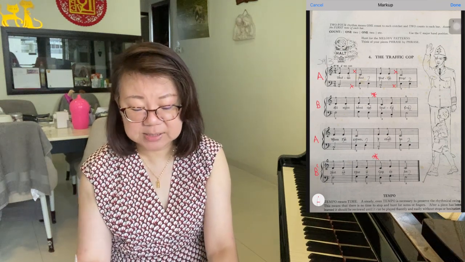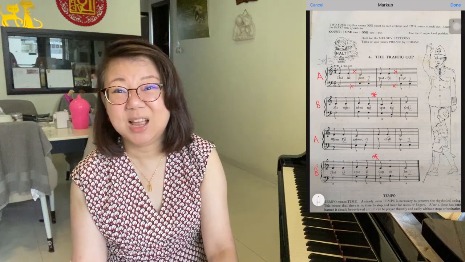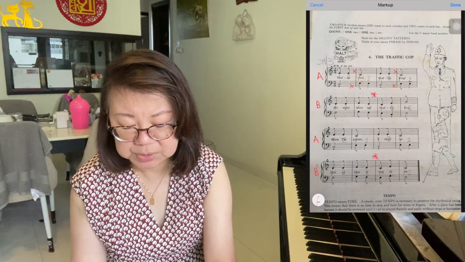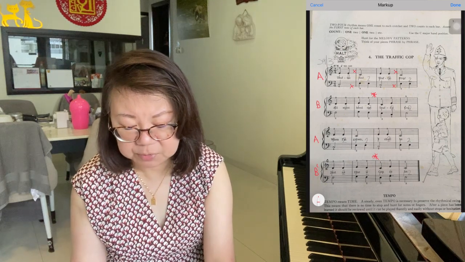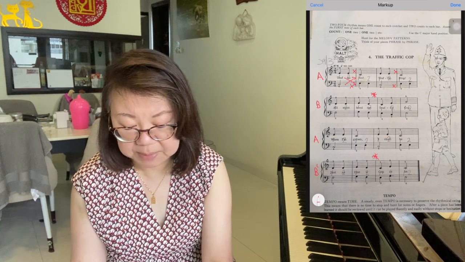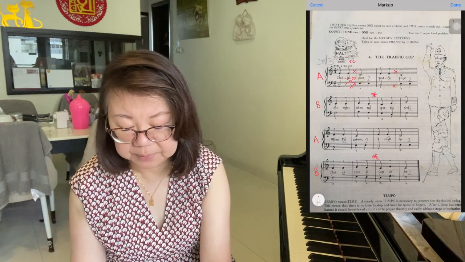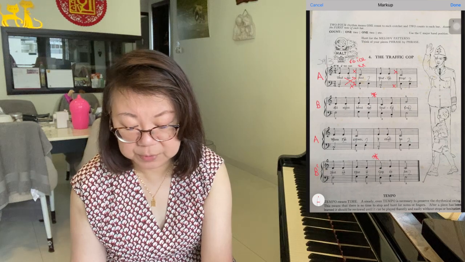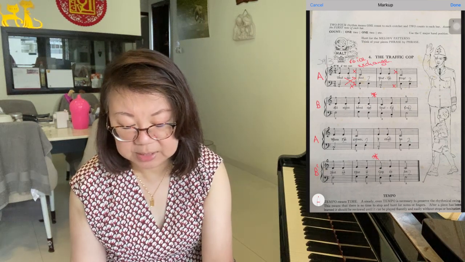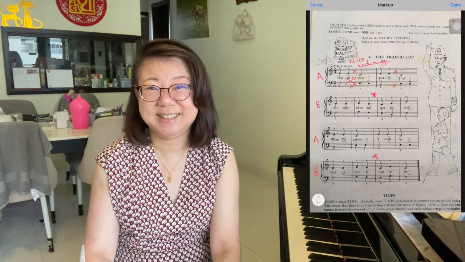Another thing that you notice is that the right hand and the left hand share some characteristic. For example, the right hand moves from E to C and the left hand moves from C to E. So there is a part exchange going on. All right, voice exchange. So this is a concept that you can teach to your student.